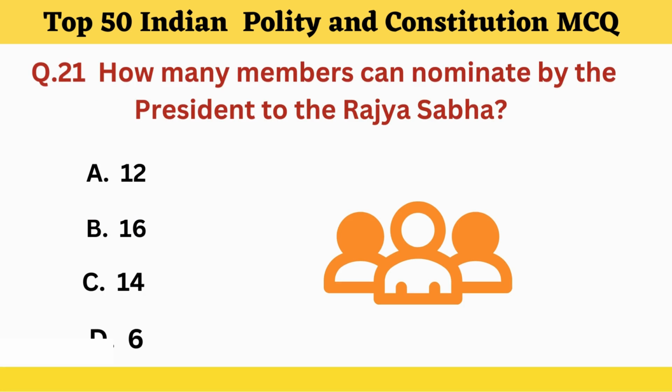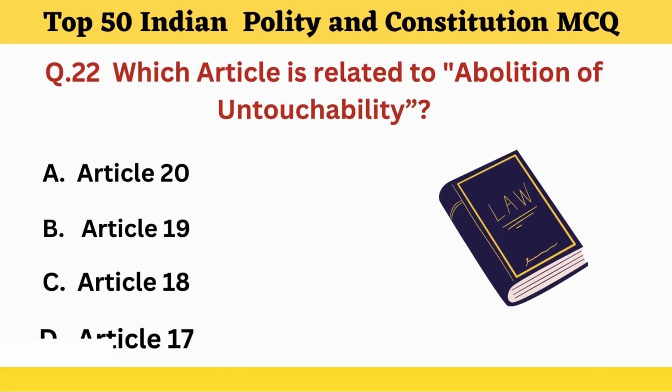How many members can be nominated by the President to the Rajya Sabha? The correct answer is option A, 12. Which article is related to the abolition of untouchability? The correct answer is option D, Article 17.